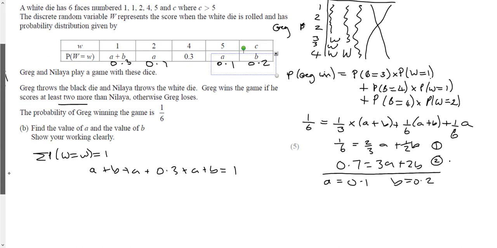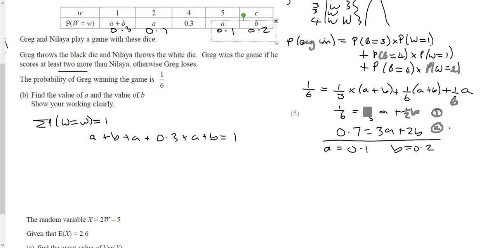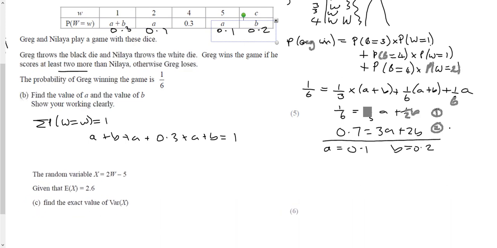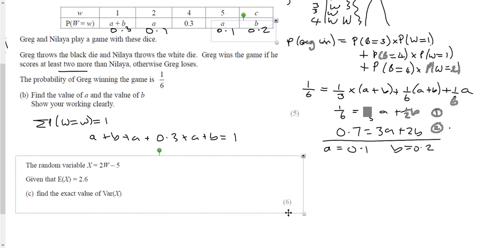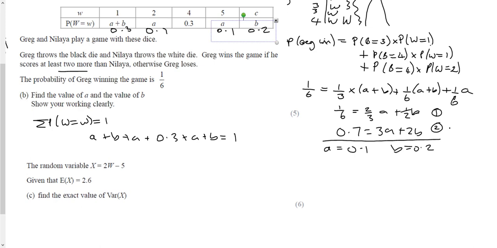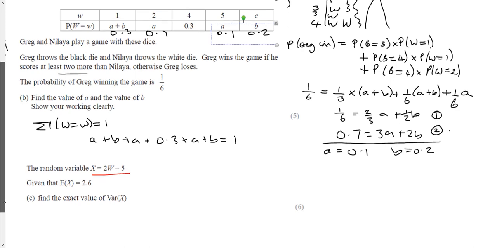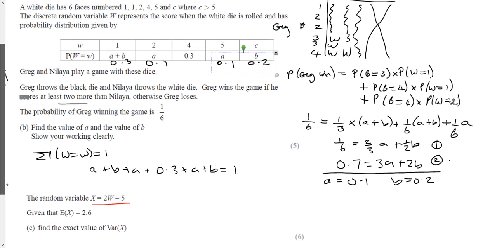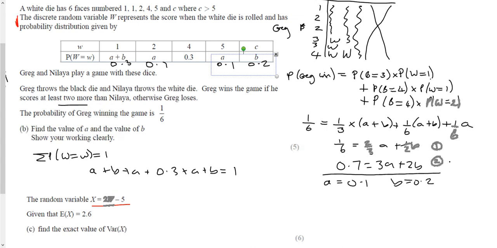Okay, so then they bring in linear coding, so another topic. So they've got the random variable X is 2W minus 5. And this might look a bit out of context, but W is the same W that we've been using all question. So it's this. That's our W. We're given the mean and we've got to find the variance of X.